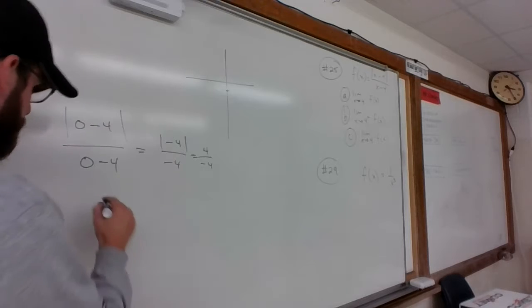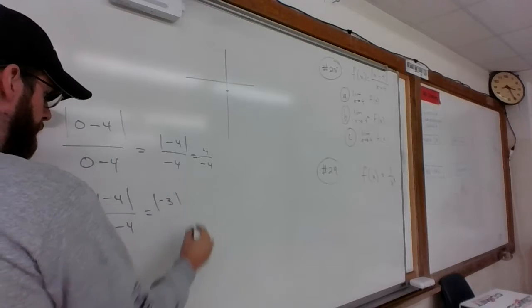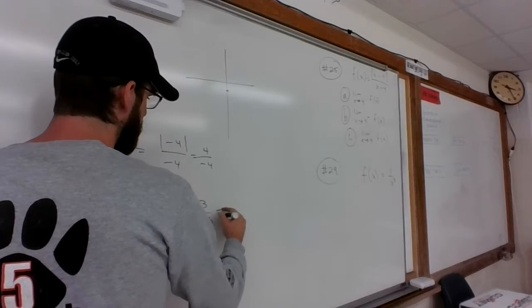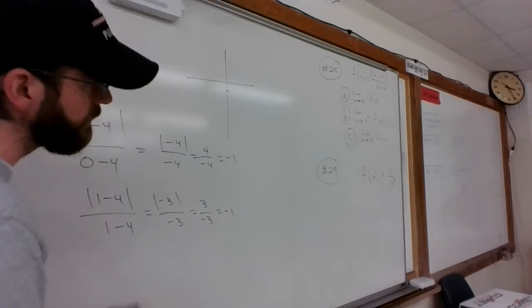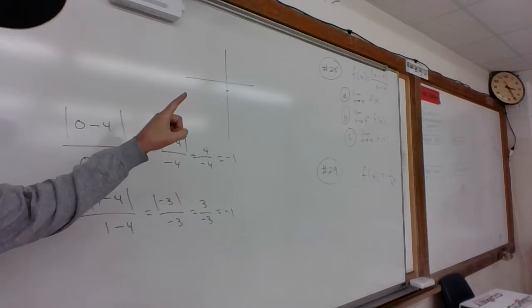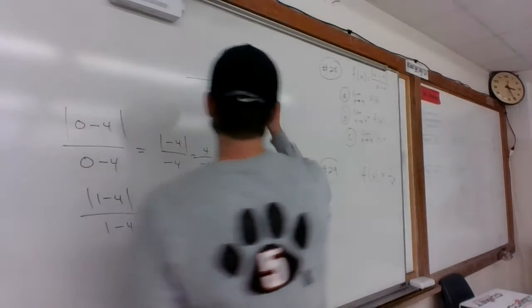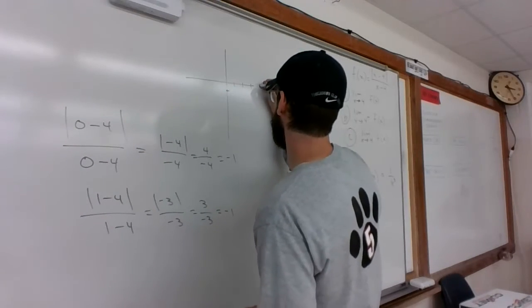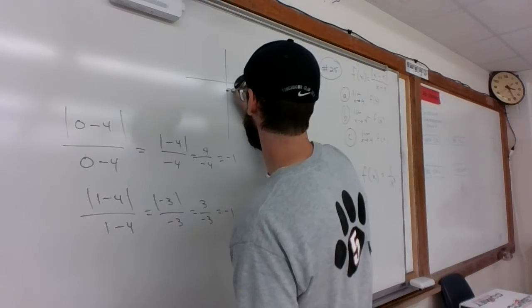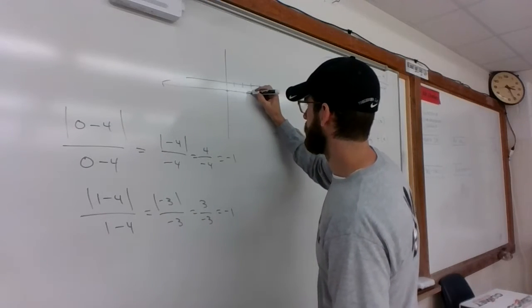Try 1, right? 1 minus 4 over 1. Oh, I see what's happening here. Pattern. Yeah, they're going to be negative 1. 0's negative 1, 1's negative 1, 2, 3. When does it end? It ends at 4. At 4, we have an issue.